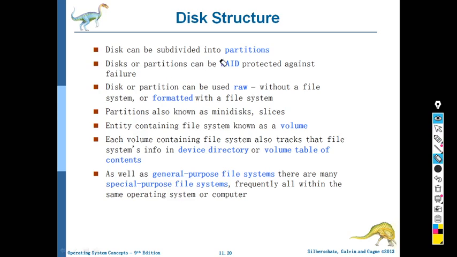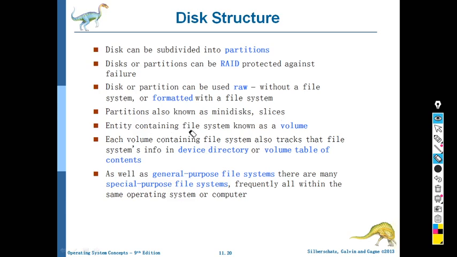A disk can be divided into partitions. Each disk can be protected by using a RAID method, which we'll be seeing in future modules. This is one of the protection mechanisms. A disk or partition can be used raw without a file system, without establishing any file system, or we can format it with a particular file system. Partitions of your disk, you can call them mini disks or slices.